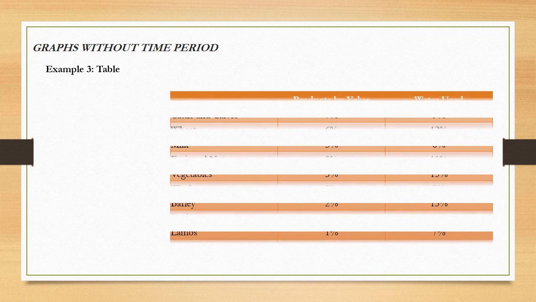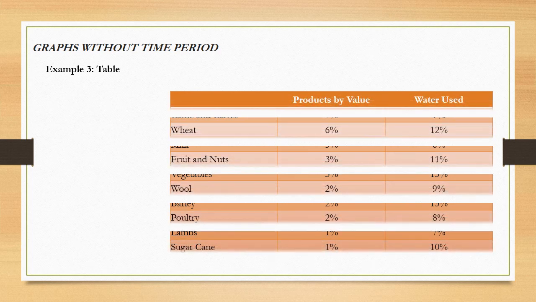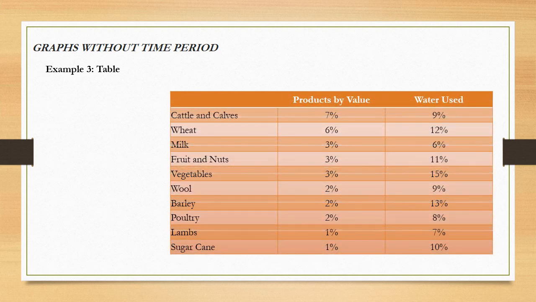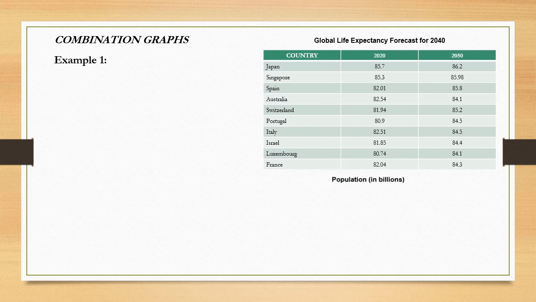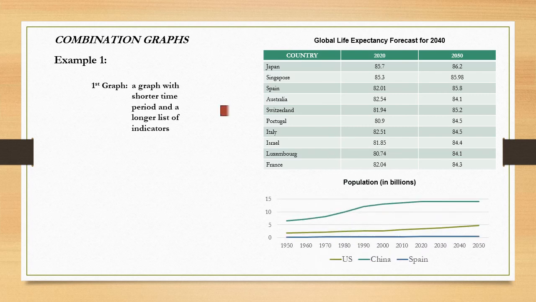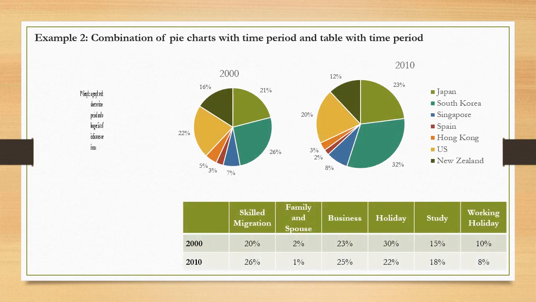Take a look at the third example, which is a table. This is similar to example number 2. So the method of description is similar to example number 2, that is to compare across. Last but not the least, combination graphs. As the name suggests, these are a combination of any of the graphs mentioned earlier.